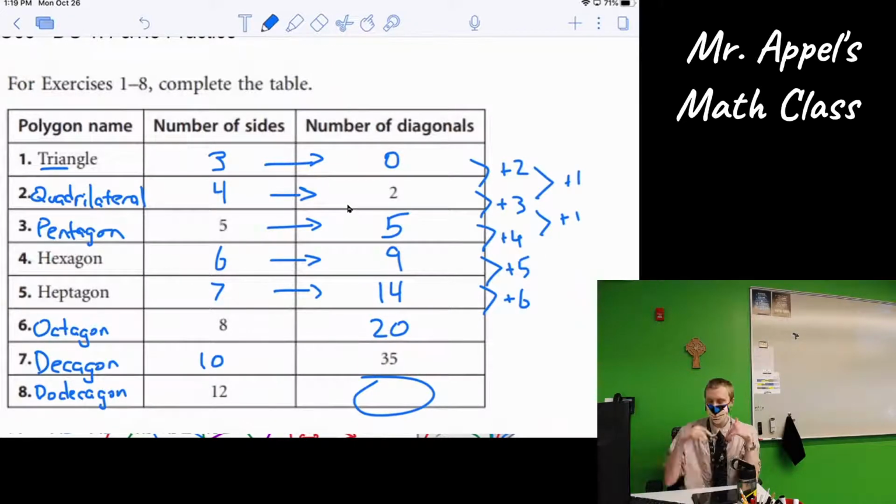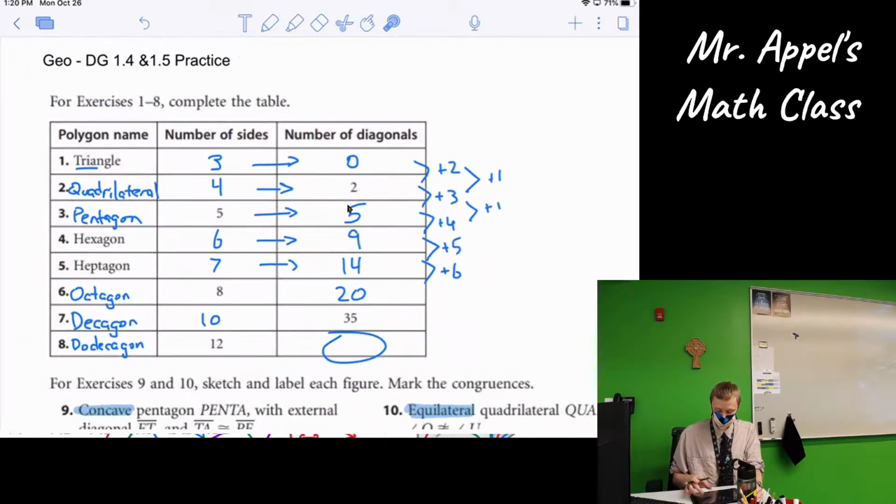What function could I use that'll input a 6 and give me out a 9, input a 7 and give me out a 14, input an 8 and give me out a 20? That's kind of an interesting one there, isn't it? Because at this point, we go from less than double to more than double, and so that's really going to take some thinking there. So I encourage you to give that a try.